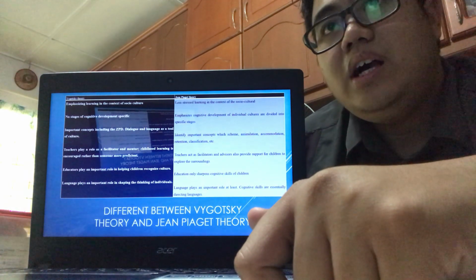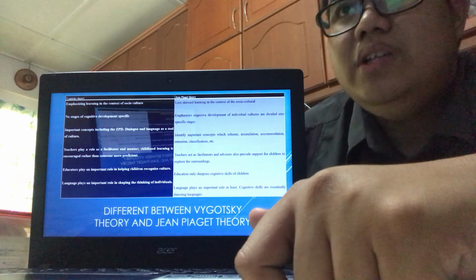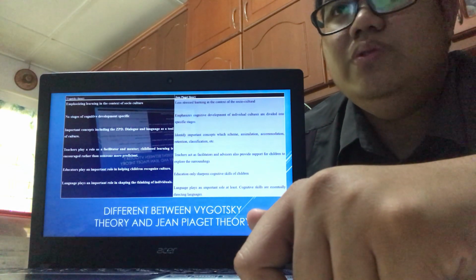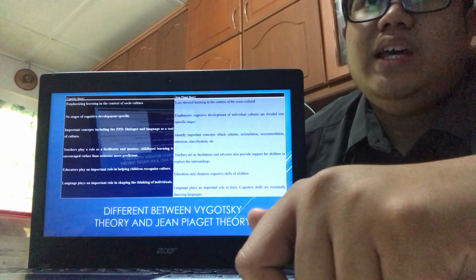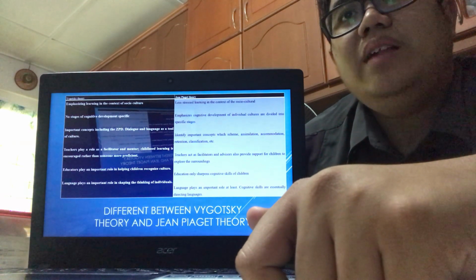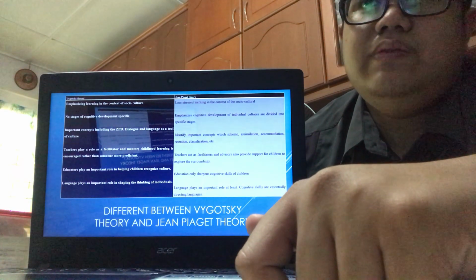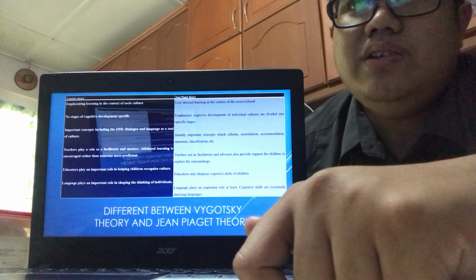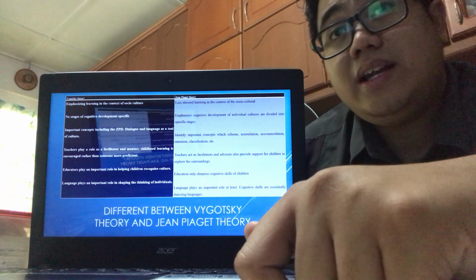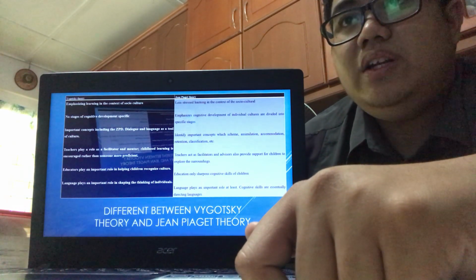The teacher plays a role as facilitator and mentor, while for Jean Piaget, the teacher acts as a facilitator and advisor, also providing support for children to explore their surroundings. For Vygotsky, the educator plays an important role in helping children recognize culture, different from Jean Piaget, where education only shapes the cognitive skills of children.